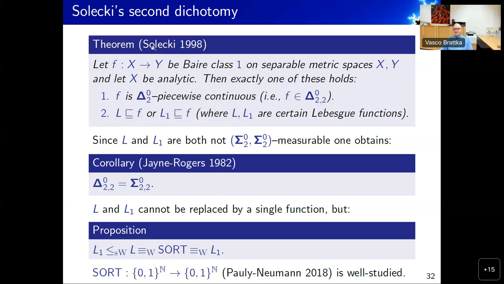Now, Solecki, in his paper, noticed that you cannot get a similar result with only one function. So there is no single minimal function here, so to say. You cannot replace L and L1 by a single function. However, if you widen the reducibility a little bit and you use strong Weihrauch reducibility again, then it works, because L1 is strongly Weihrauch reducible to L, and in fact, the corresponding Weihrauch degree is already well studied in Weihrauch complexity. It's the same degree as the degree of the so-called sorting problem.